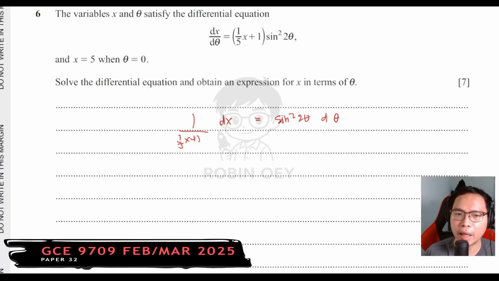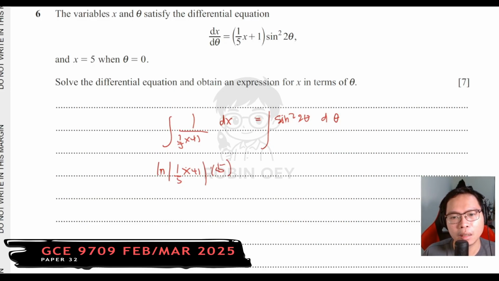Next, we will have to integrate both sides, in terms of dx and d theta. For the x first, this one is quite simple. So we have 1 over 5x plus 1, that is ln of 5x plus 1, and then you times 5.